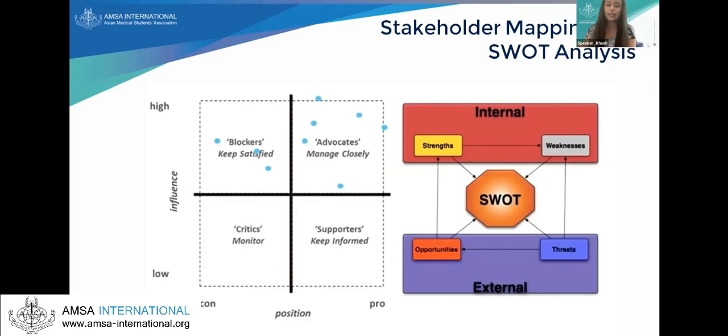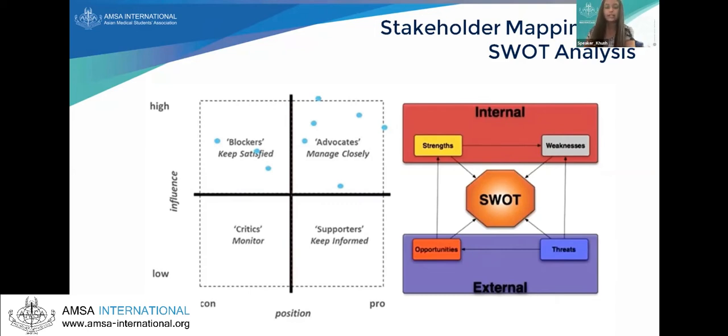But moving lastly to fourth, that is the blockers. Blockers would be the people who might not be in support of your health program or the project that you're planning. So let's take an example. Let's say there is a project wherein you try to work against the tobacco companies, advocate against the tobacco companies who are currently selling tobacco products. So first, let's begin with the supporters.